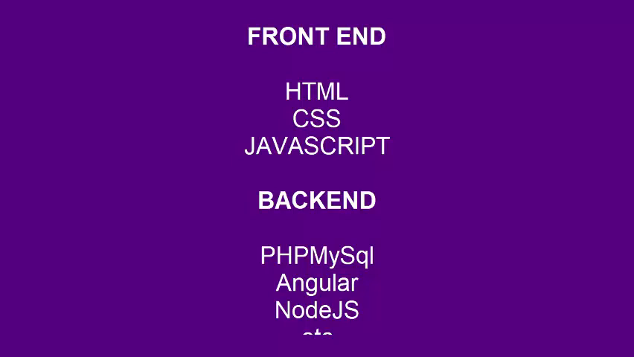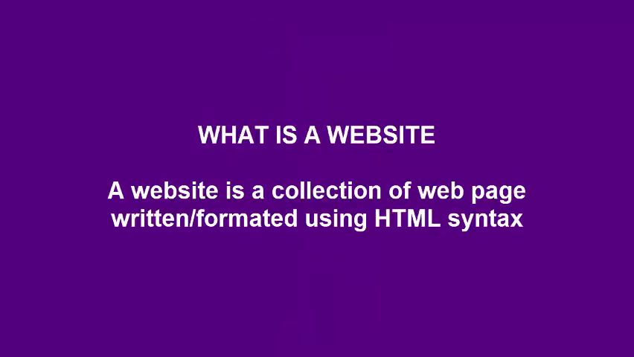What is a website? A website is a collection of pages built in HTML language. To understand it better, you need to understand that a website is a collection of pages. And what is a web page? A web page is simply a group of syntax codes written in HTML language.